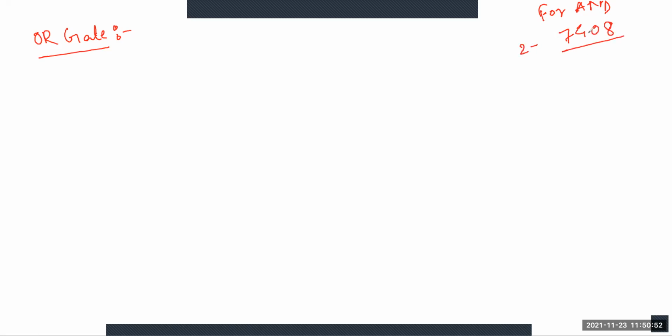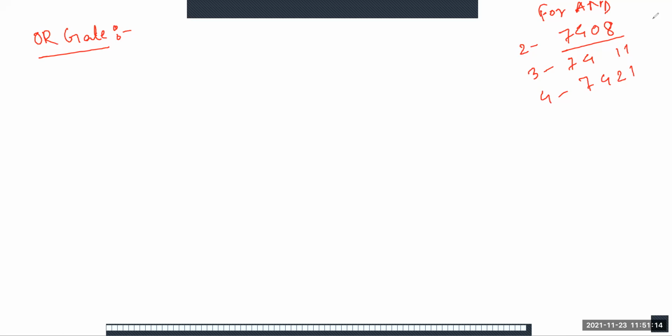This is the 2 input AND gate. For the 3 input AND gate, the value is 7411, and for the 4 input AND gate, it is 7421. You just remember these values. Whenever you get any IC, this number is mentioned on it, so from this number you can easily tell what the gate is, whether it is AND or something else. Now this is the OR gate.